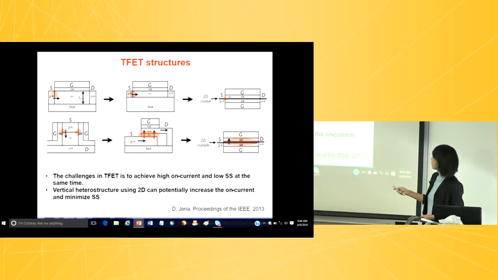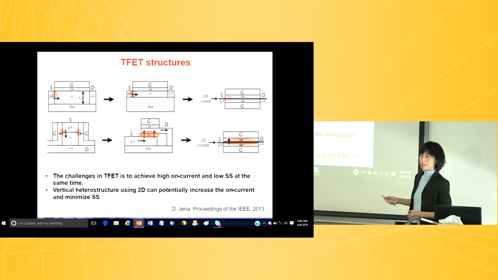So these top three structures have a similar configuration: the current flows laterally, and the gate is controlled vertically. This is called lateral TFET. We can also configure this device in a different way. It's called a vertical TFET. Instead of arranging source, channel, and drain laterally, we can stack them together in the vertical direction. So in this case, the current will tunnel vertically, and the electrical field also controls vertically.